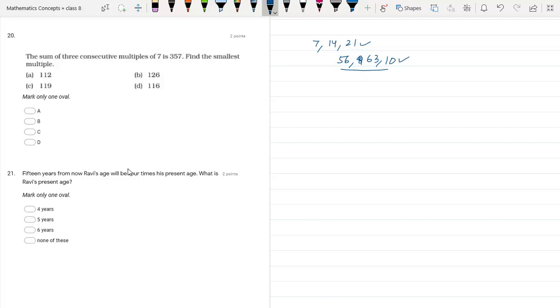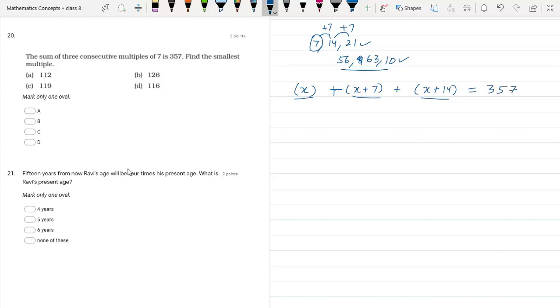So we will go for a variable. We will assume the first multiple as x, obviously the second one will be x plus 7 and the third one will be x plus 7 plus 7, that is 14. How did I find this? If this is the first multiple, if you add 7 you get the second multiple, if you add 7 again you get the third multiple. That is why if the first multiple is x, if I add 7 I get the second multiple, if I add one more 7 I get the third multiple. Now the question says the sum of 3 consecutive multiples, that is this sum, is equal to 357.